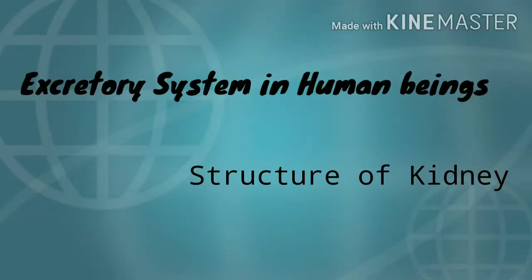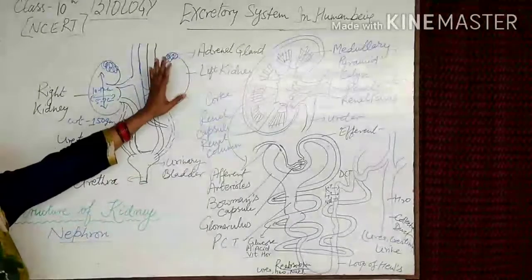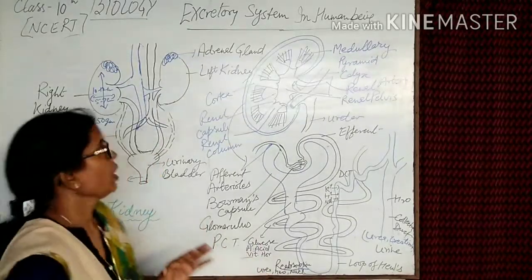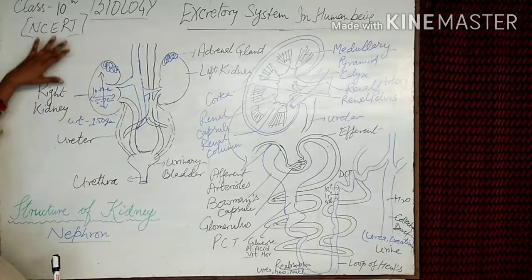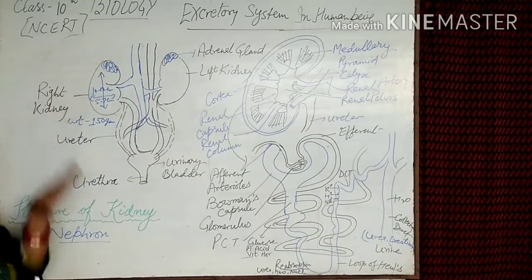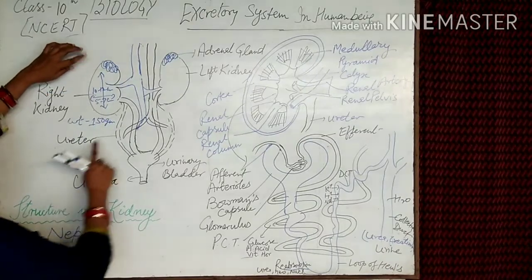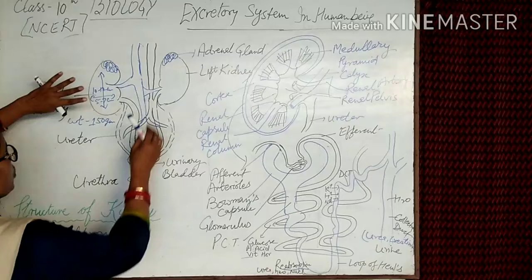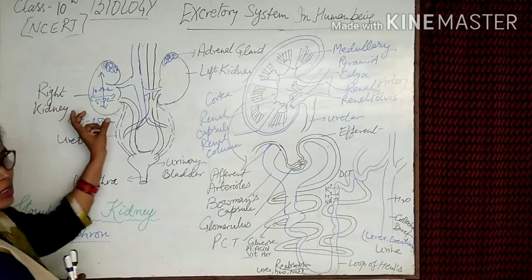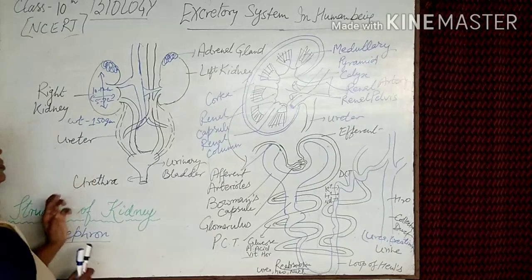Here we will study the structure of the kidney in human beings. The kidney is a very important part of the excretory system. One pair of kidneys is found in the abdominal region of the human body, the right and left kidney. The length of the kidney is 10 to 12 centimeters, breadth 5 to 7 centimeters, and weight 150 grams.